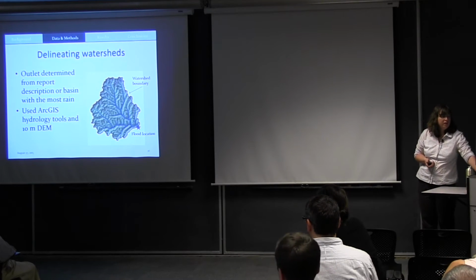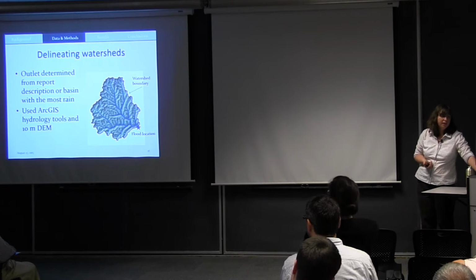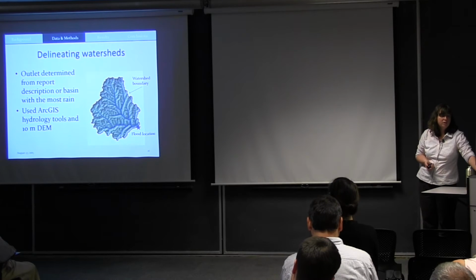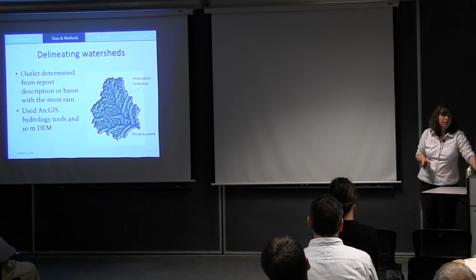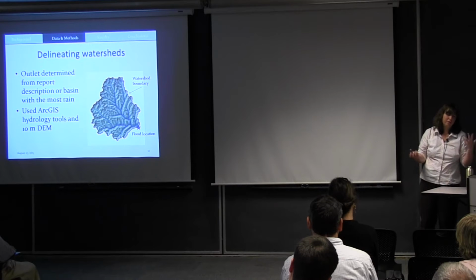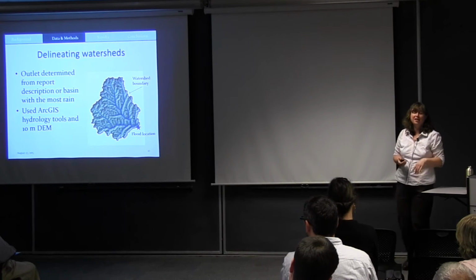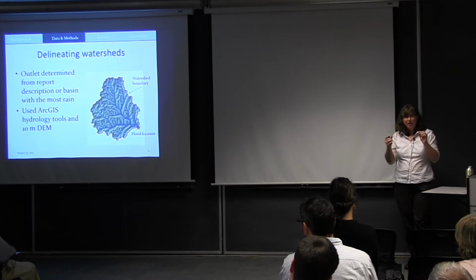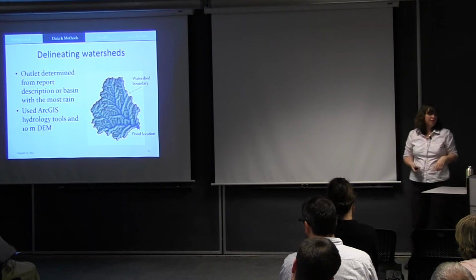So then I used ArcGIS hydrology tools and a 10-meter DEM to delineate the watershed that contributes to each flood. And if you're familiar with flow accumulation algorithms, then you might be interested to know that ArcGIS uses an 8-direction algorithm. So it assumes that water falls, it can flow basically in the compass directions.